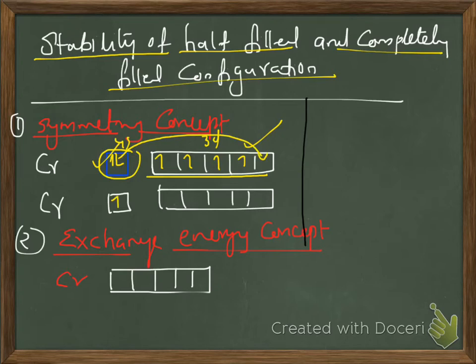If one electron is transferred, then it becomes 5 electrons. Then this is half filled, and this is also half filled. That is a kind of symmetric arrangement.